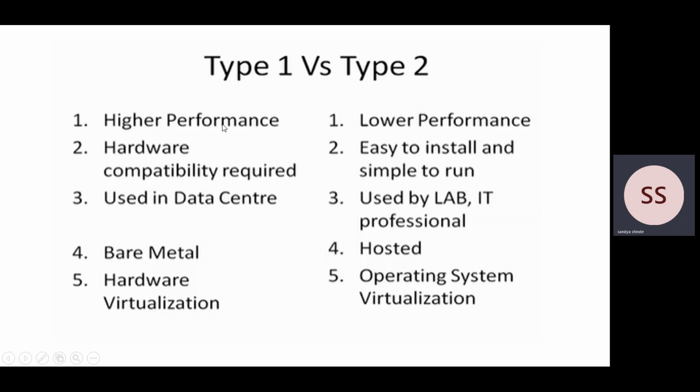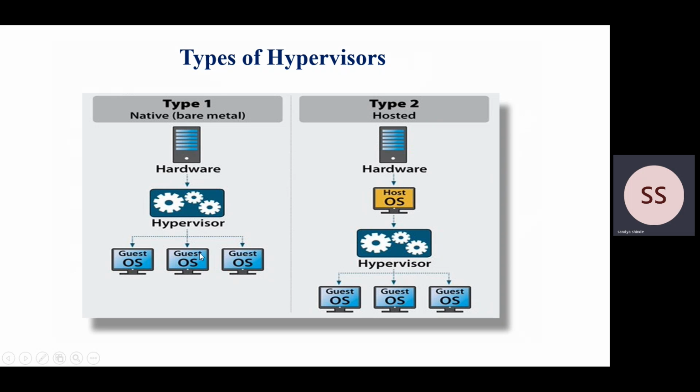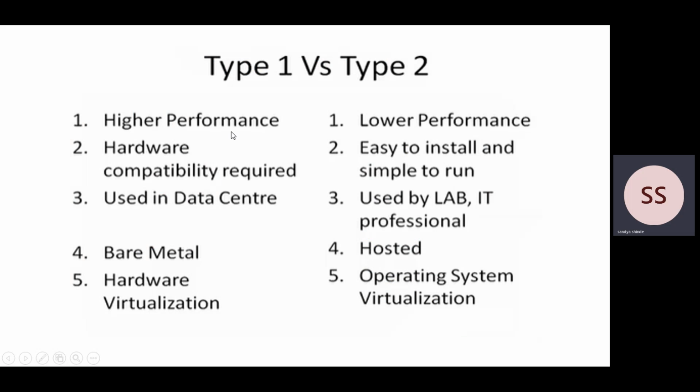So what is the difference between type 1 and type 2 hypervisor? Obviously, type 1 gives a higher performance than the type 2 hypervisor and it is directly installed on our system. It does not require any operating system. If we compare both the diagrams here, the operating system is absent. So obviously it gives a higher performance than type 2.